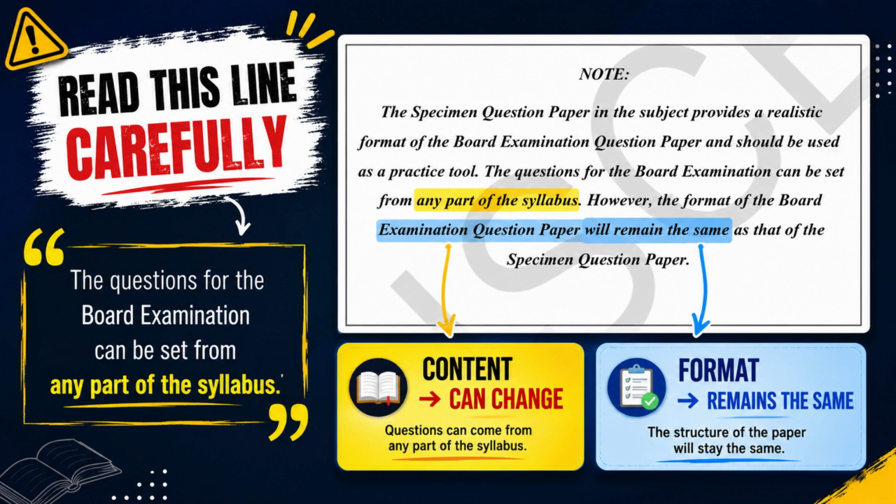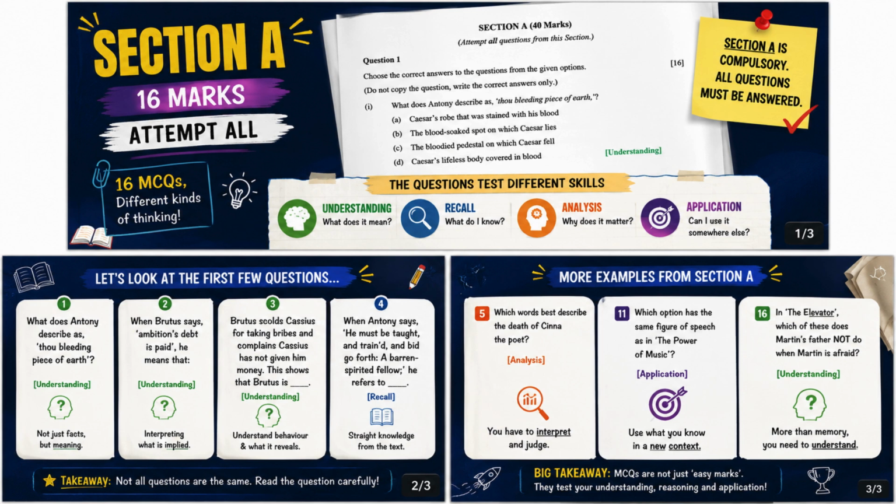And that changes the way we should use this paper. We are not asking, which question should I memorize? We are asking, how is the question being asked? That's the direction we are going to follow throughout this video. Now let's enter Section A. Section A carries 16 marks, and the specimen tells you to attempt all the questions from this section. Question 1 contains 16 multiple choice questions.